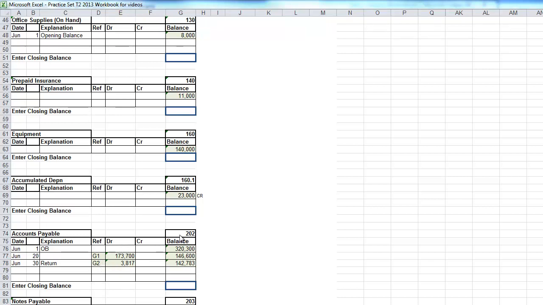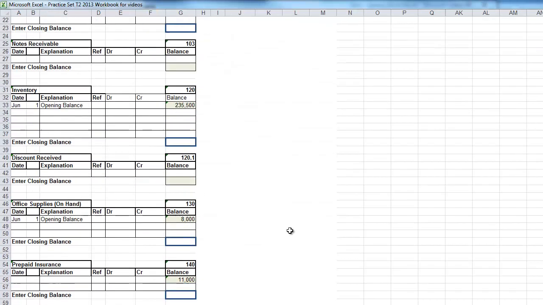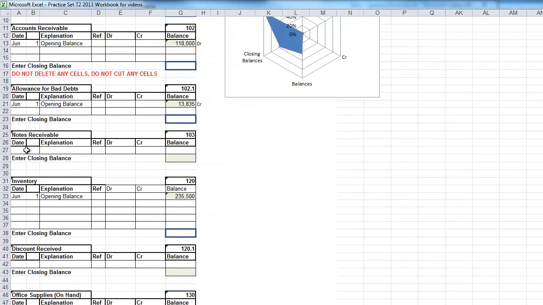So we can go back and post this to account 202. Indicate we have posted to 202. General journal. So same as that one. 202/T. Now we also need to reduce our inventory. So inventory 3470. Inventory is an asset, is a current asset.